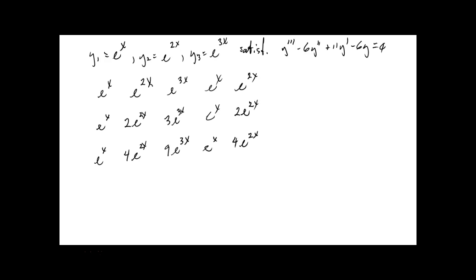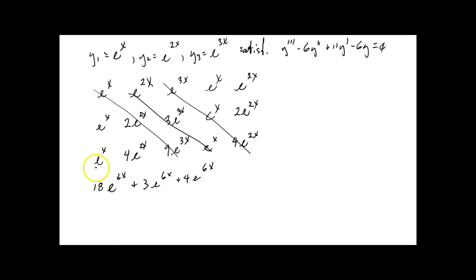Now you do the down diagonals here. And what do those multiply to? Well, the coefficient is 18, and when you multiply these together, that's e to the 6x. Then we'll do that down diagonal, that would be 3e to the 6x. And this down diagonal, plus 4e to the 6x.